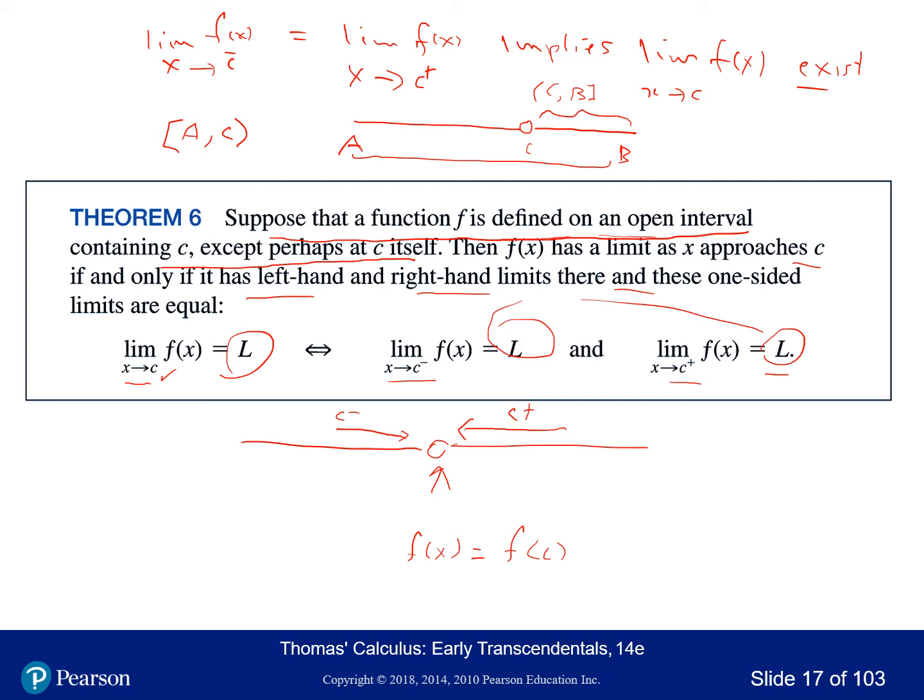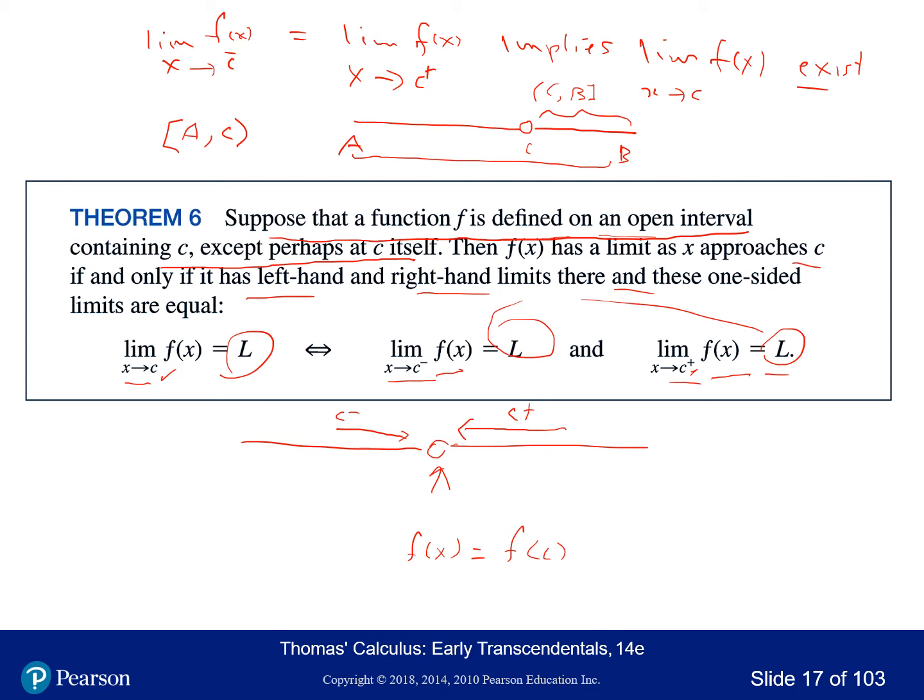Why? Because coming from the right, the limit equals L. Coming from the left, the limit equals L. How do I know we're coming from the right? Because we said limit as x goes to c plus. How do I know we're coming from the left? Because we're saying limit as x goes to c negative.